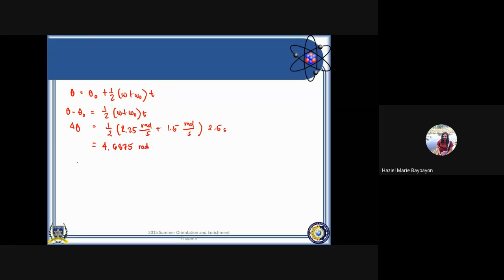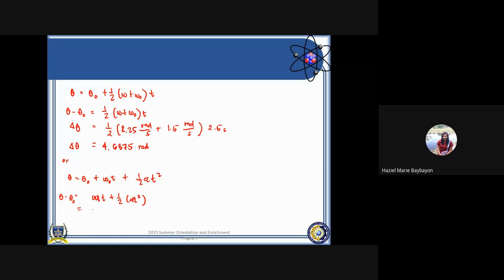Okay. Now, for the second equation, let's try the other equation, or you have theta equals theta naught plus omega naught times time plus 1/2 alpha t squared. So you have theta minus theta naught, balhin ako ni siya sa pikas gihapon, equals omega naught t plus 1/2 this is alpha t squared.